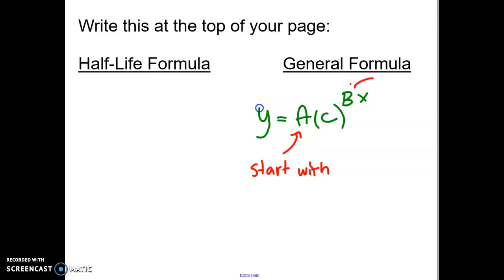The B value is basically the change of time, because we said that the B value stretches your x-axis. So if your x-axis is taking place every 5 minutes, we've stretched it out to 5 minutes. Again, the B value is going to be the change of your time. And then the C, or the base, is what you're multiplying by, what you're multiplying by each time.